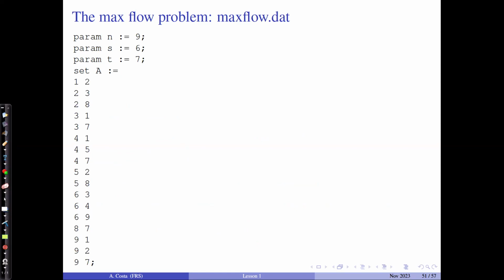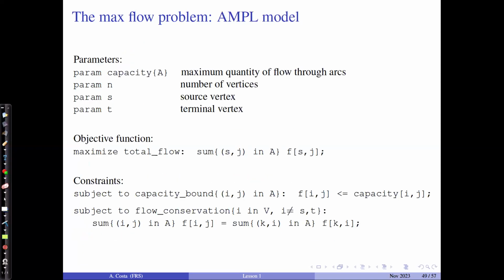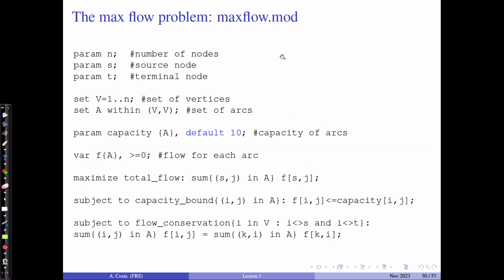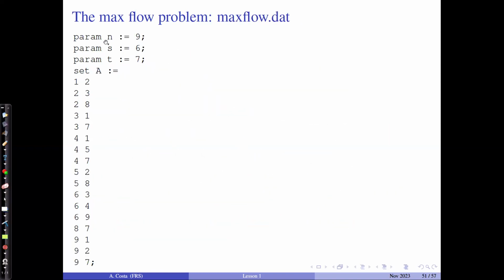What is the data file that represents the picture you have seen before? So if you remember, here we have 9 nodes. The source is node 6 and the terminal is node 7. So we define n as the number of nodes, 9, source is 6 and terminal is 7. And the set A is the set of pairs of arcs. So all these entries, basically they are the starting and ending node of each arc.